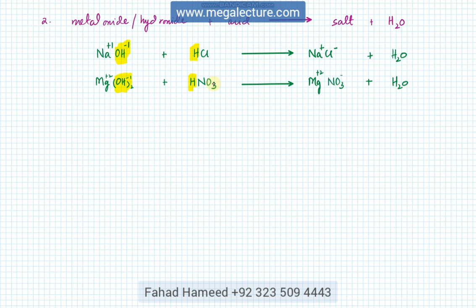And you're going to do crisscross again. So it's going to be Mg1, and NO3 is going to be twice. So that's magnesium nitrate. That's going to be my salt. Let's do another one, aluminium hydroxide.